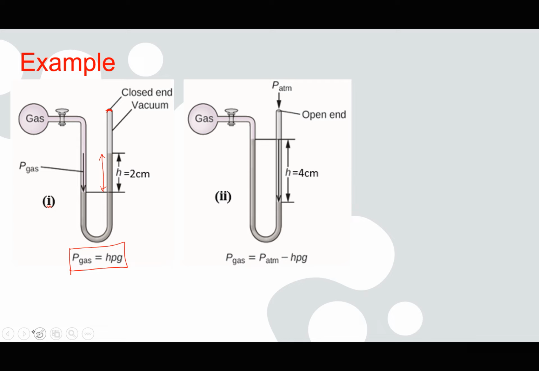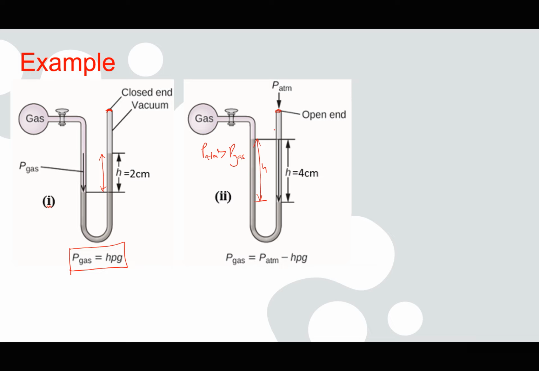If the manometer or the U-tube is opened, this is an open U-tube. We notice here that the liquid is being pushed to rise on this side, so the liquid column on the left-hand side is higher than on the right-hand side, which means the pressure of the atmosphere is pushing against the pressure of the gas. So here the pressure of the atmosphere is greater than the pressure of the gas. That's why the liquid rises on the side of the gas.